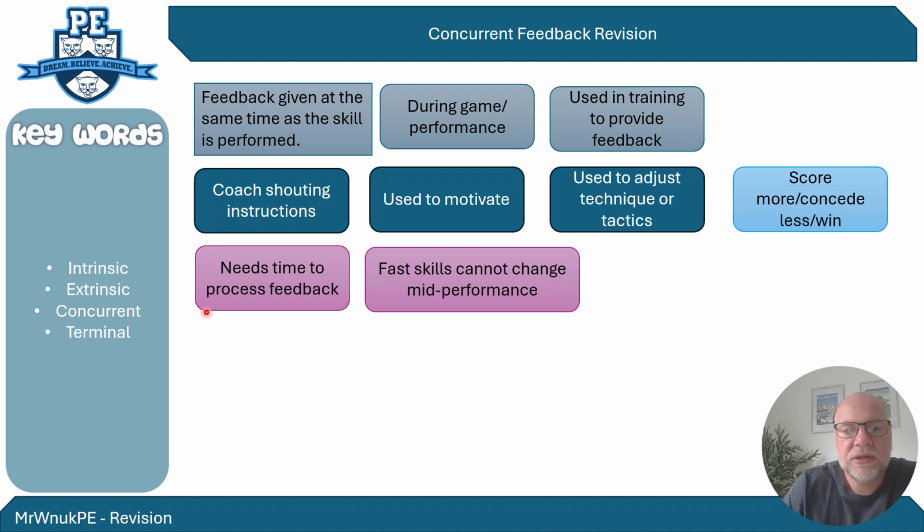And the performer sometimes needs time to process the feedback, so it isn't as suitable for fast-paced skills or where people can't change the movement during performance. So typically in a gymnastics vault, a coach isn't going to shout something to a gymnast as they're doing their vault because they can't correct their movement mid-movement, it is too fast. And same with a golf swing or something that's really quick. So this type of feedback is really suited for longer, slower movements where you can adjust technique. So maybe cycling, running, swimming, where you can adjust technique as you're going.